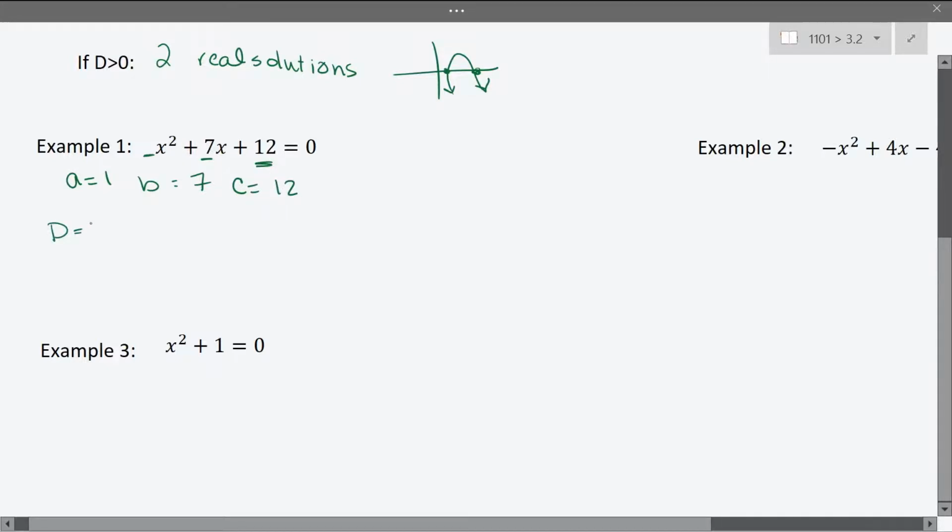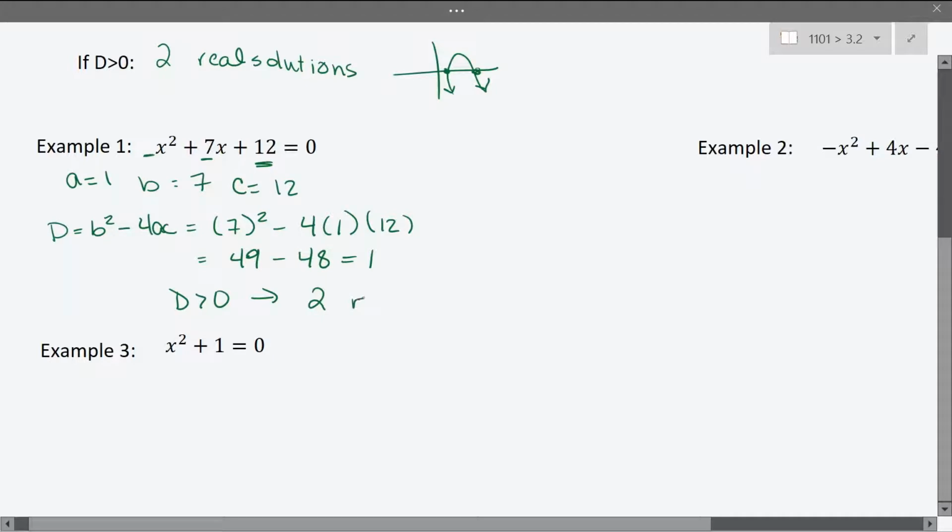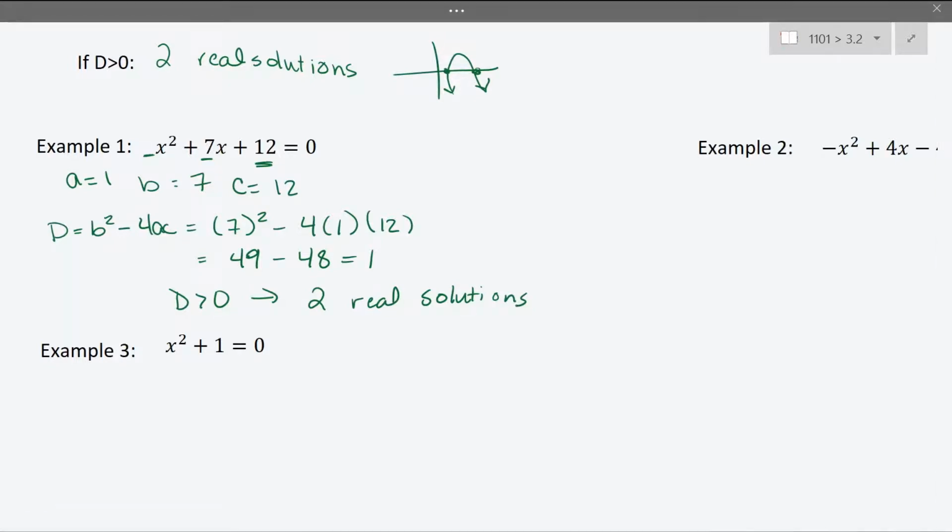So d equals b squared minus 4ac. So we have 7 squared minus 4 times 1 times 12, which is 49 minus 48, which gives us 1. So d is greater than 0. So here we have two real solutions, which tells us that our graph would cross the x-axis in two places.